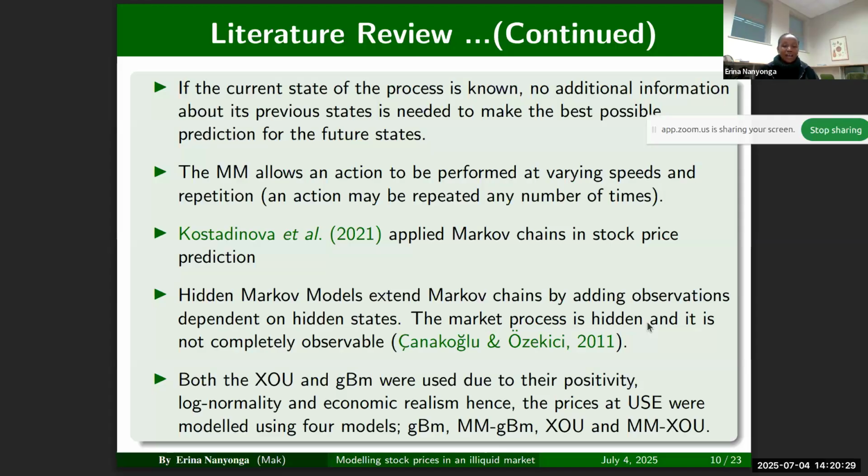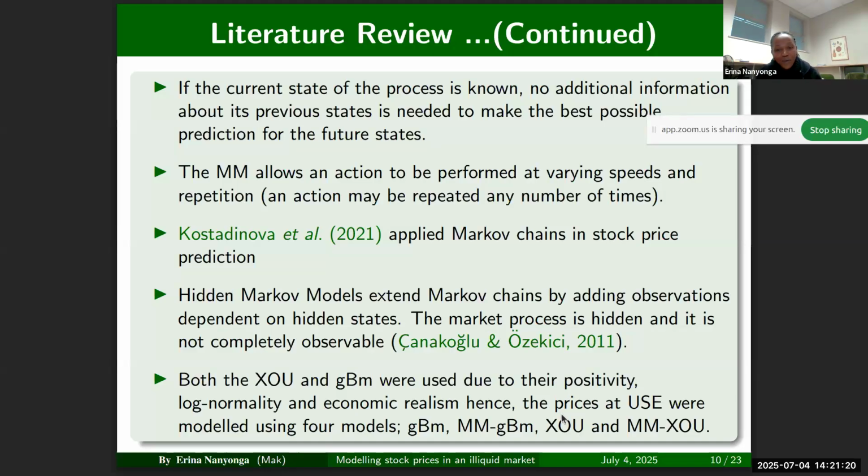So we are using two SDEs to be combined with the model: the exponential Ornstein Uhlenbeck model, which is a mean reverting model, and the simplest SDE, the GBM model. Both were opted for due to their positivity. When used to model prices, their prices are always positive. They never go negative. Due to their positivity, they are log normal, and they are more adherent to the economic reality. Therefore, in our study, we modeled stock prices of our illiquid market.